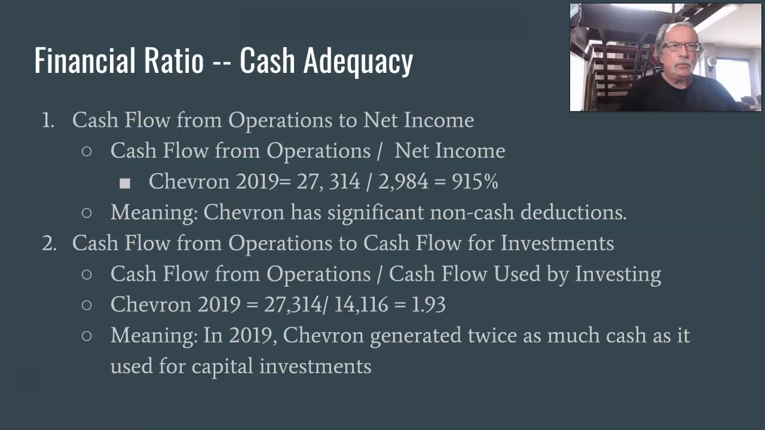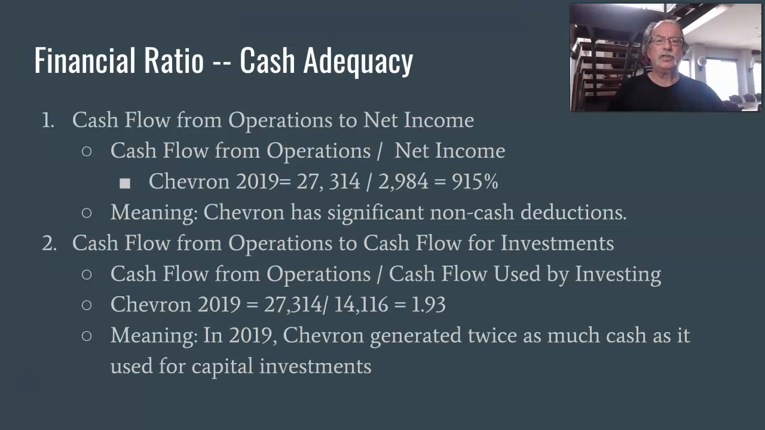And then the cash adequacy. All of the others are balance sheet, income statement type numbers. For cash adequacy, a lot of times your cash from operations is a whole lot different than your net income. And the primary difference is because of depreciation, which we'll talk about later on. But if this number is significantly greater than 100%, you typically have high non-cash deductions. That's depreciation.